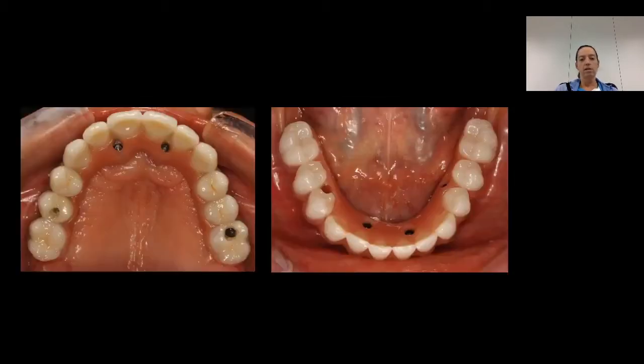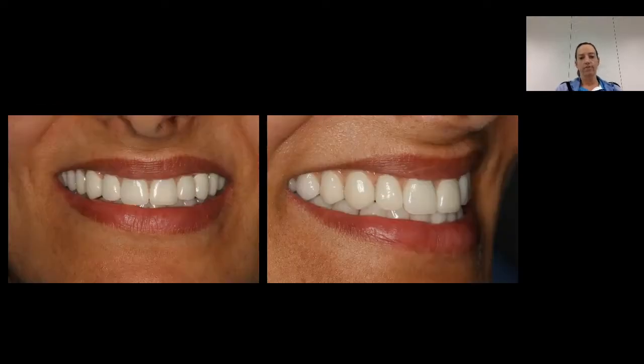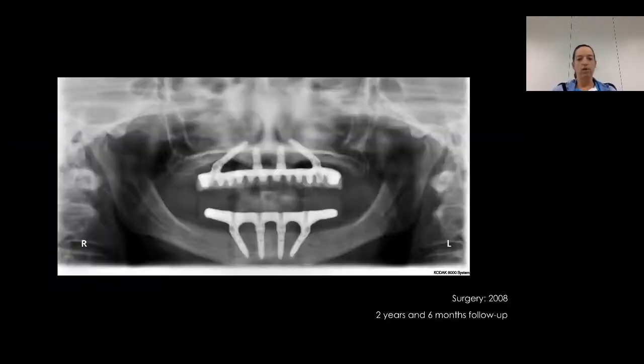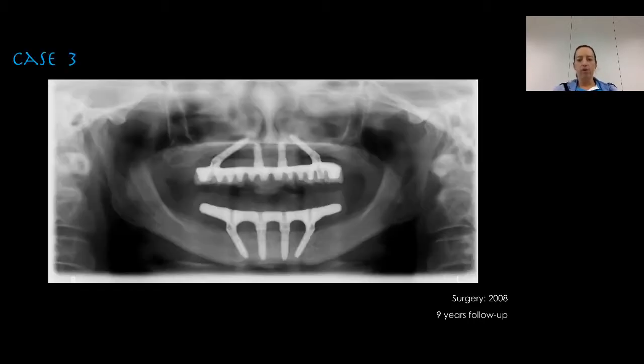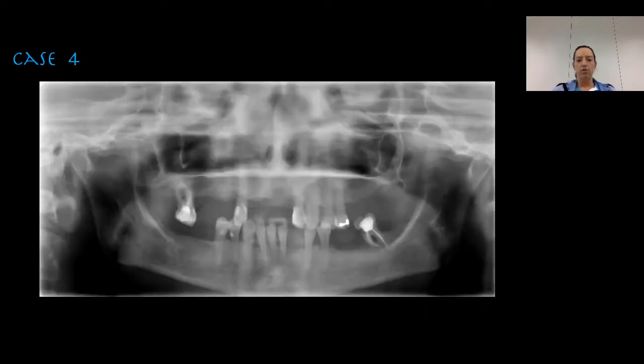And at the end, this is how it looks. So this is the smile of our patient. And here is the OPG with 2.5 years of follow-up, here with 9 years of follow-up.